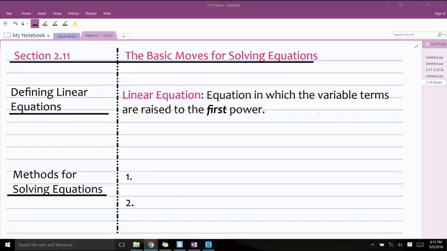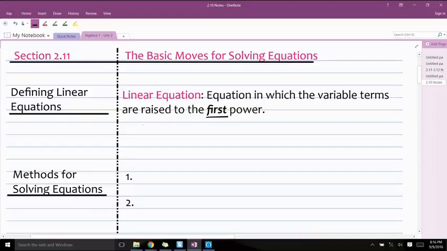First lesson this unit is going to be 2.1.1, the basic moves for solving equations. If we're going to talk about linear equations, we should know what they are. You should be writing this down, and feel free to pause the video at any time if you need more time to write. A linear equation is an equation in which the variable terms are raised to the first power. That's our key word here. So let's take a look at a couple of linear equations.